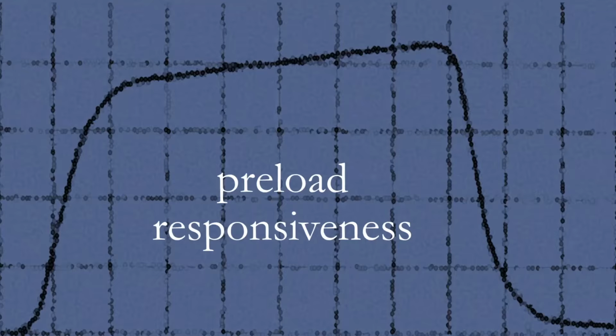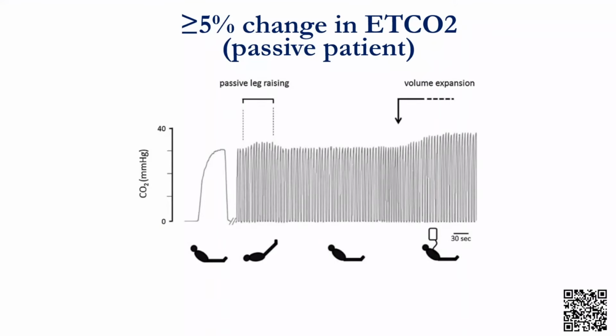Another hemodynamic application that's very interesting and very applicable to us is preload responsiveness. If you have a patient that's passive on the ventilator and you do a passive leg raise and you get a greater than or equal to 5% change in the end tidal value, then you can consider that patient to be preload responsive, to consider that their cardiac output actually rose during this maneuver. The reference study is listed on the QR code here.